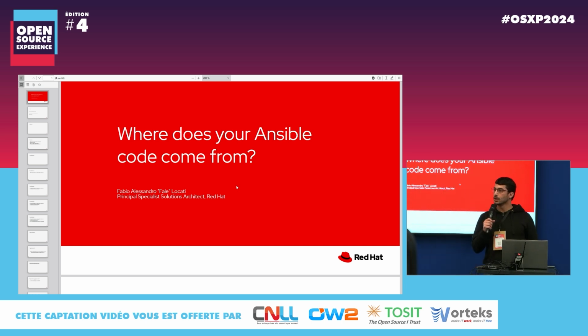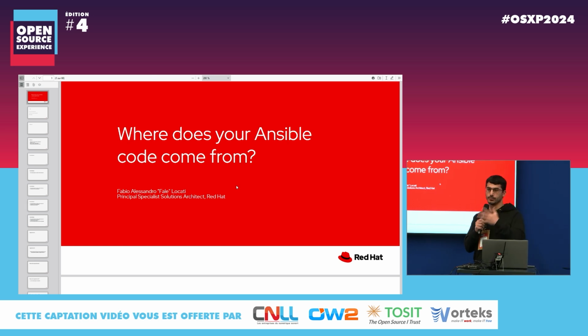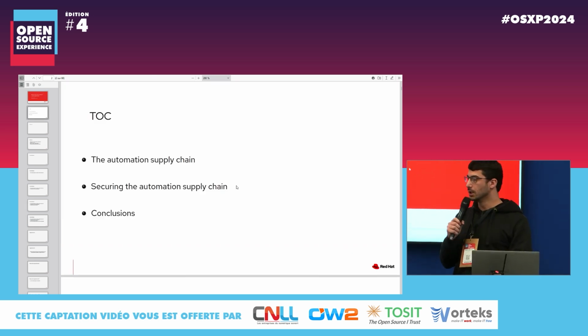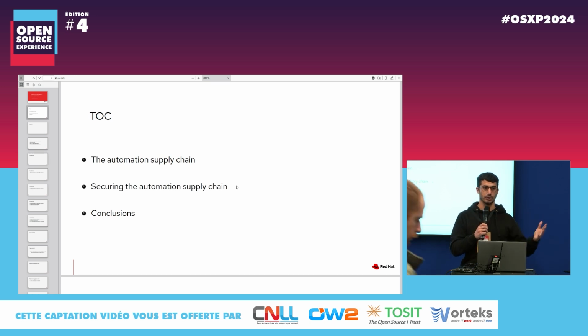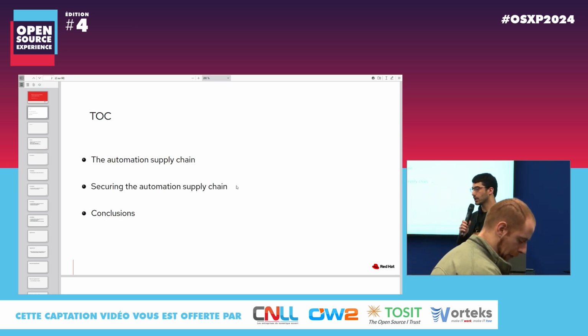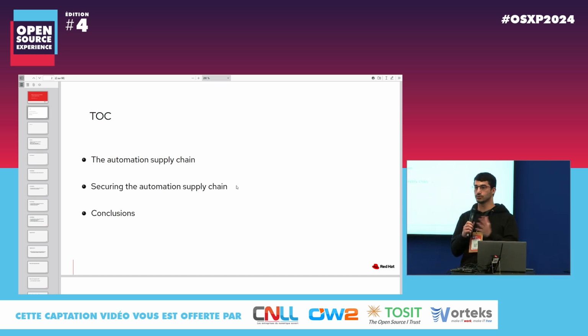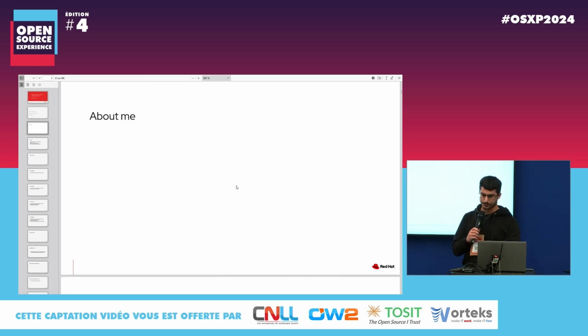Okay, so today we'll be talking about Ansible code and its sources and supply chain security. The first part will be about the automation supply chain, what it is and what it usually looks like. The second aspect will be about how to secure it, and then we'll draw some conclusions out of it.